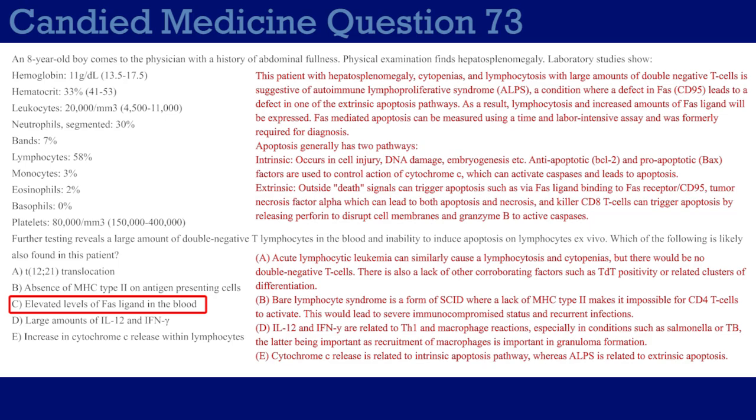And killer CD8 T cells, we always hear about it. They can cause apoptosis because when they want to kill a cell, they will disrupt cell membranes by releasing perforin, and then it will release granzyme B, which will also go and directly activate caspases, causing apoptosis.